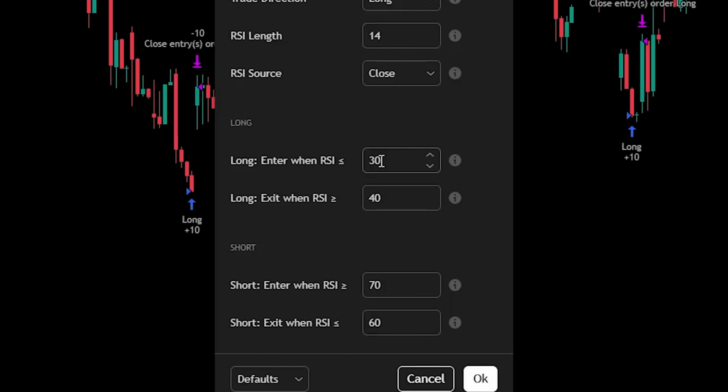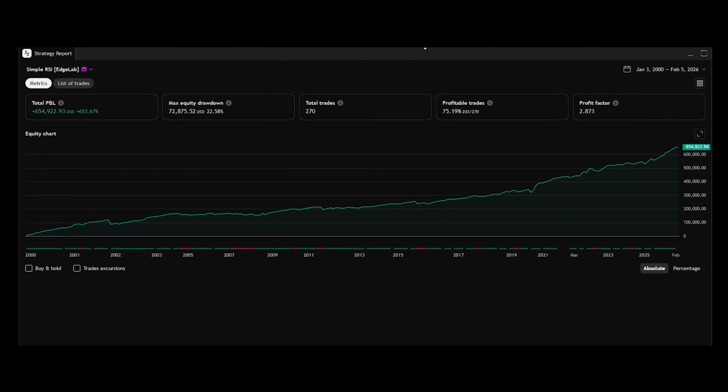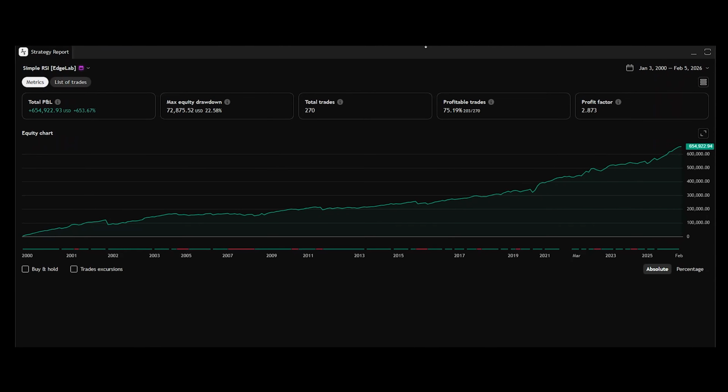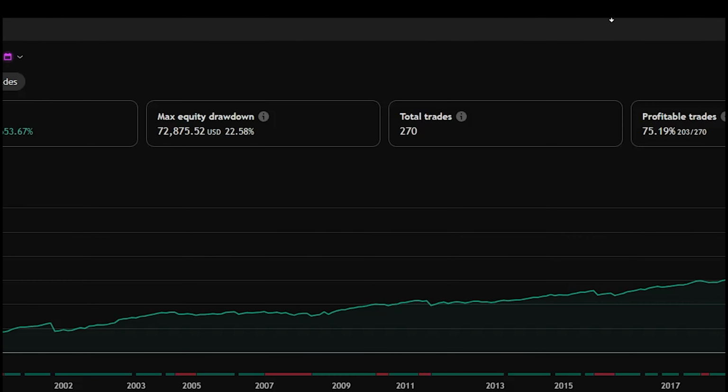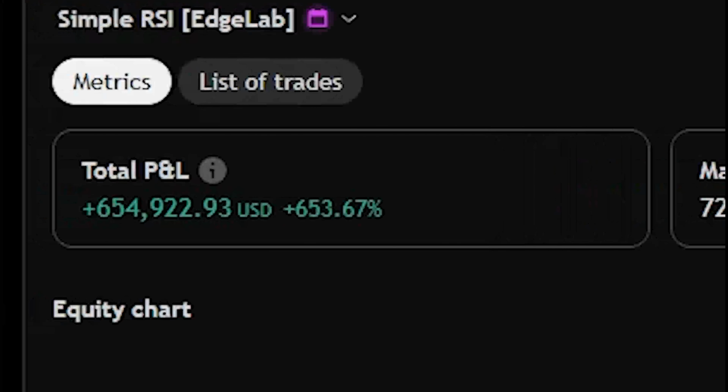We buy when RSI goes below 30, and we close the position when RSI comes back to 40. And this is a lot better. Now we can see some very solid results. This backtest goes back to the year 2000, and during this time, the strategy has stayed profitable with drawdowns around 22%. At the same time, it's produced returns of more than 650%.